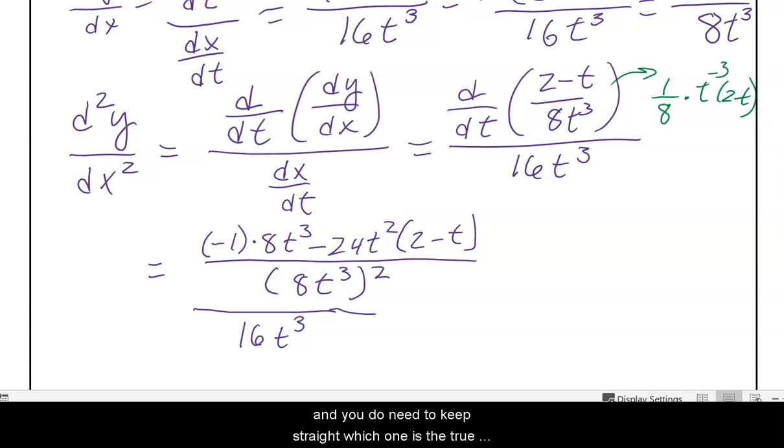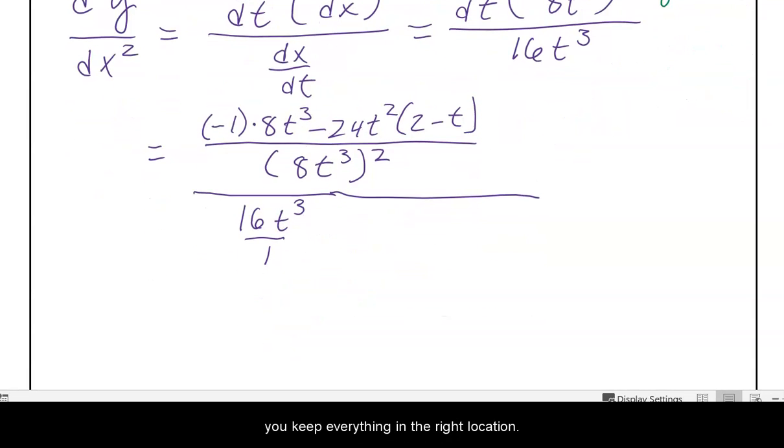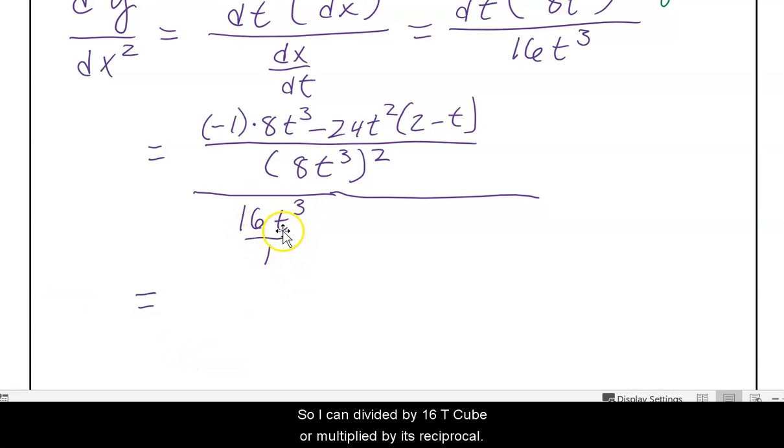Now this is a complex fraction, and you do need to keep straight which one is the true division bar, which is the primary one, which is this one here. And that's why I've drawn it longer than the others. So this is the top of the top, this is the bottom of the top of the bottom, and the bottom of the bottom is not written. But if you want, you can add it just to make sure you keep everything in the right locations. So I can divide by 16t cubed or multiply by its reciprocal.